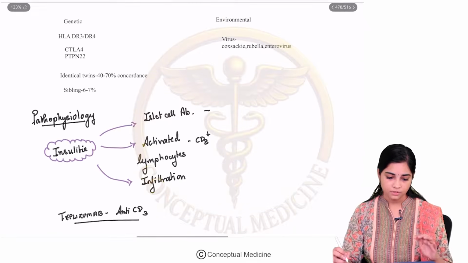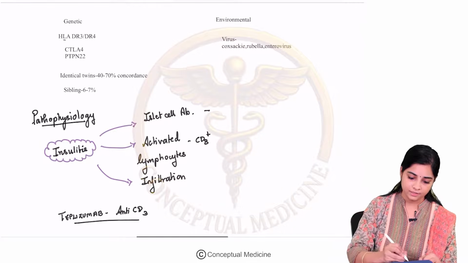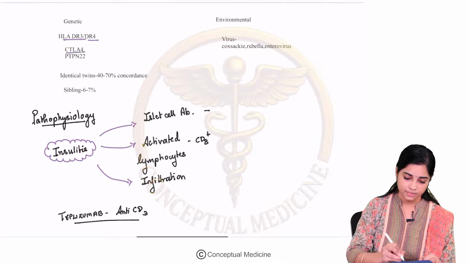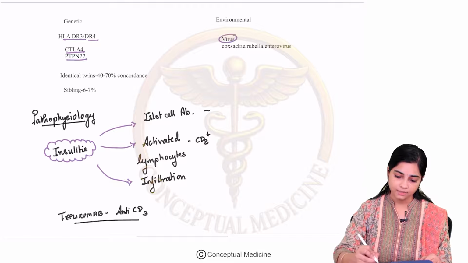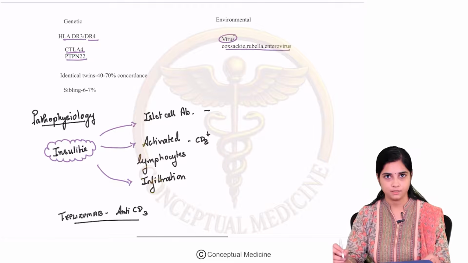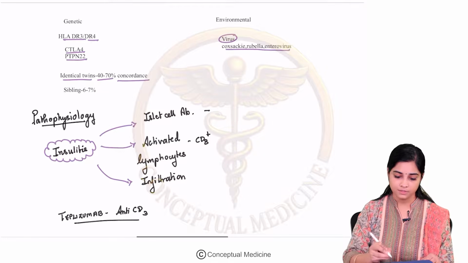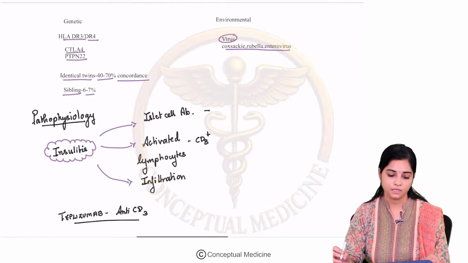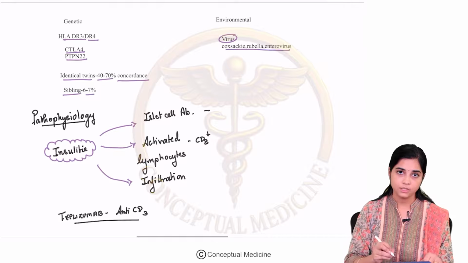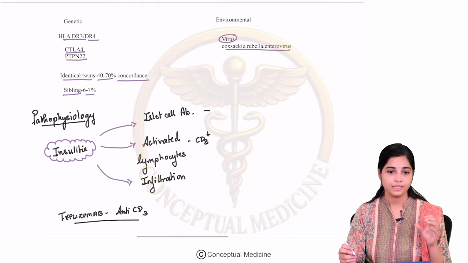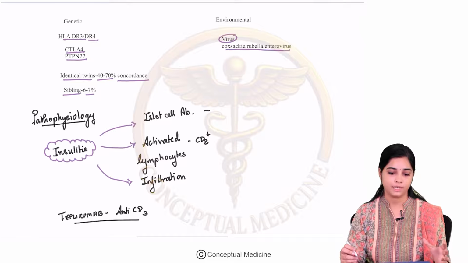Fine. So what are your genetic and environmental triggers? The genetic factors are HLA, DR3, DR4, CTLA4, PTPN22. Environmental triggers can be viruses like Coxsackie, rubella, enterovirus. In type 1 DM, identical twins have a 40 to 70% concordance. In siblings, it is usually around 6 to 7%. So in the pathophysiology, the basic problem is that there is insulitis.